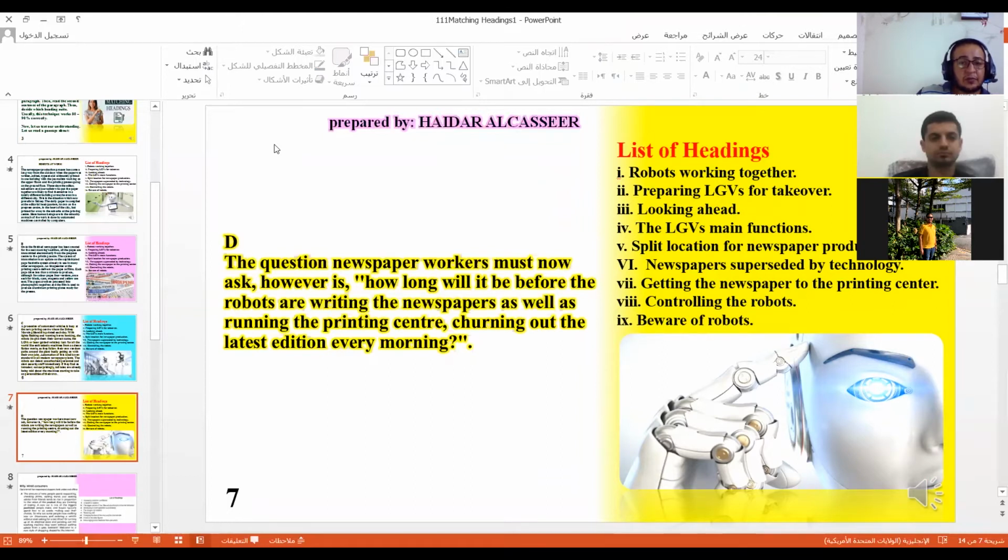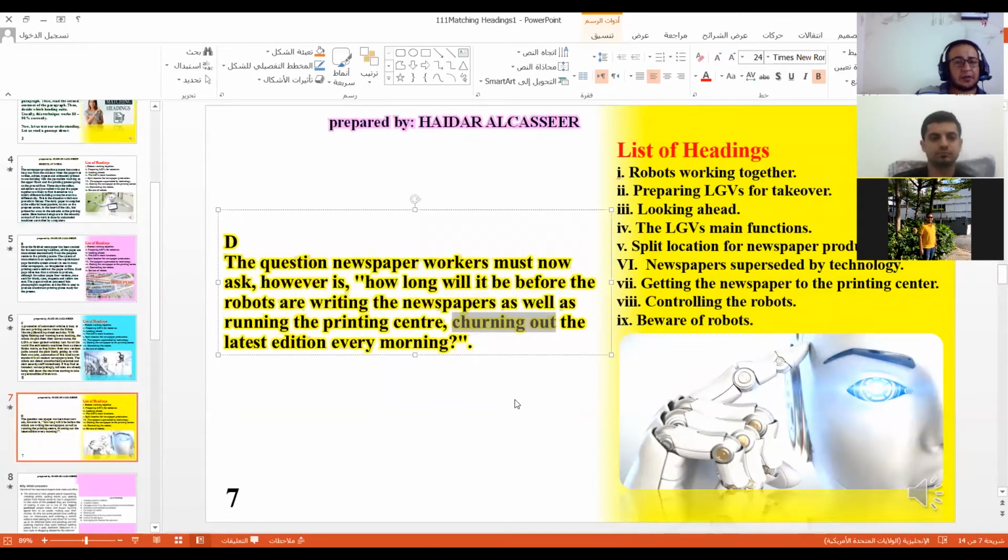How long will it be before the robots are writing the newspapers as well as running the printing center, churning out the latest edition every morning? Before we answer this one, what's the meaning of churning out? It's an uncommon word, to churn out.